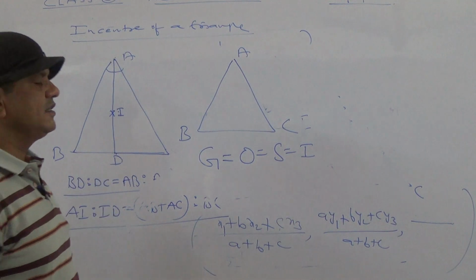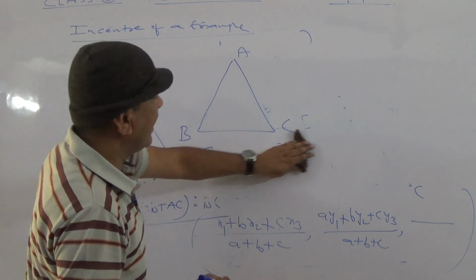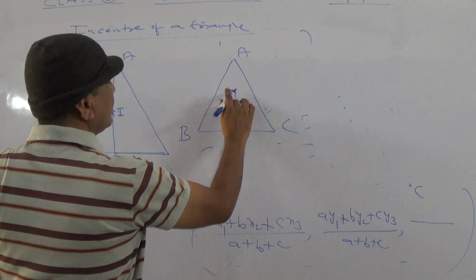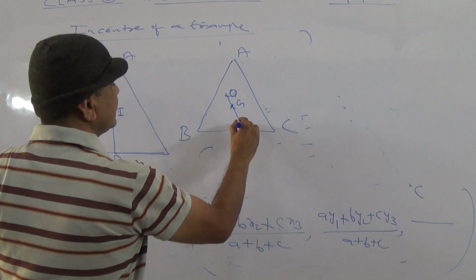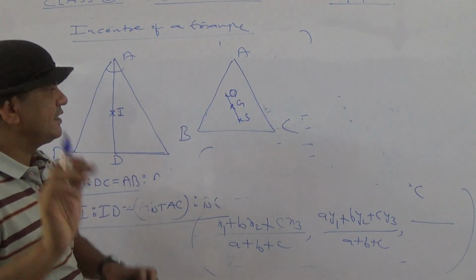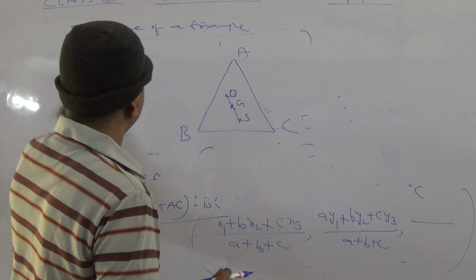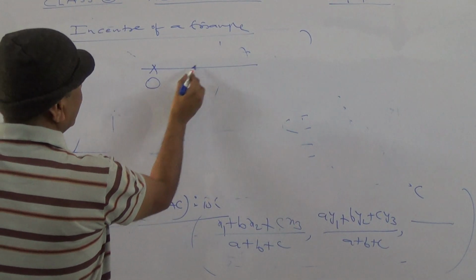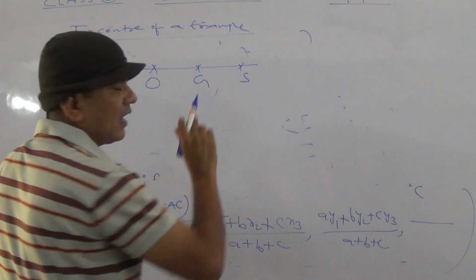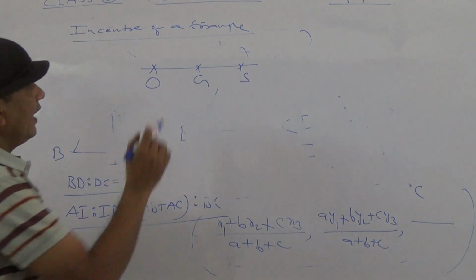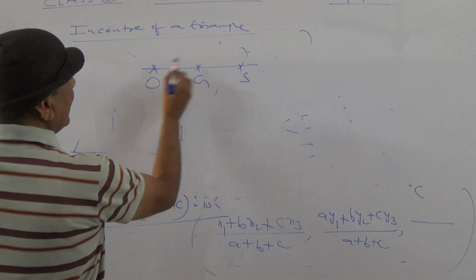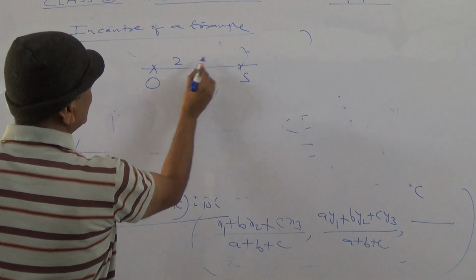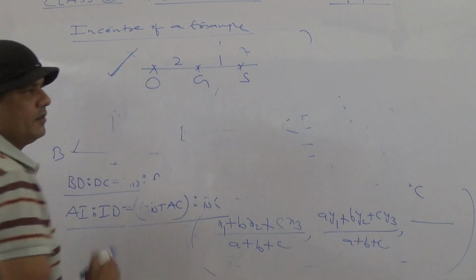And one more condition is, generally in a triangle, orthocenter, centroid, circumcenter are collinear, that means lie on the same line. And the centroid divides the line joining the orthocenter and circumcenter in the ratio 2:1. This is a very important concept.